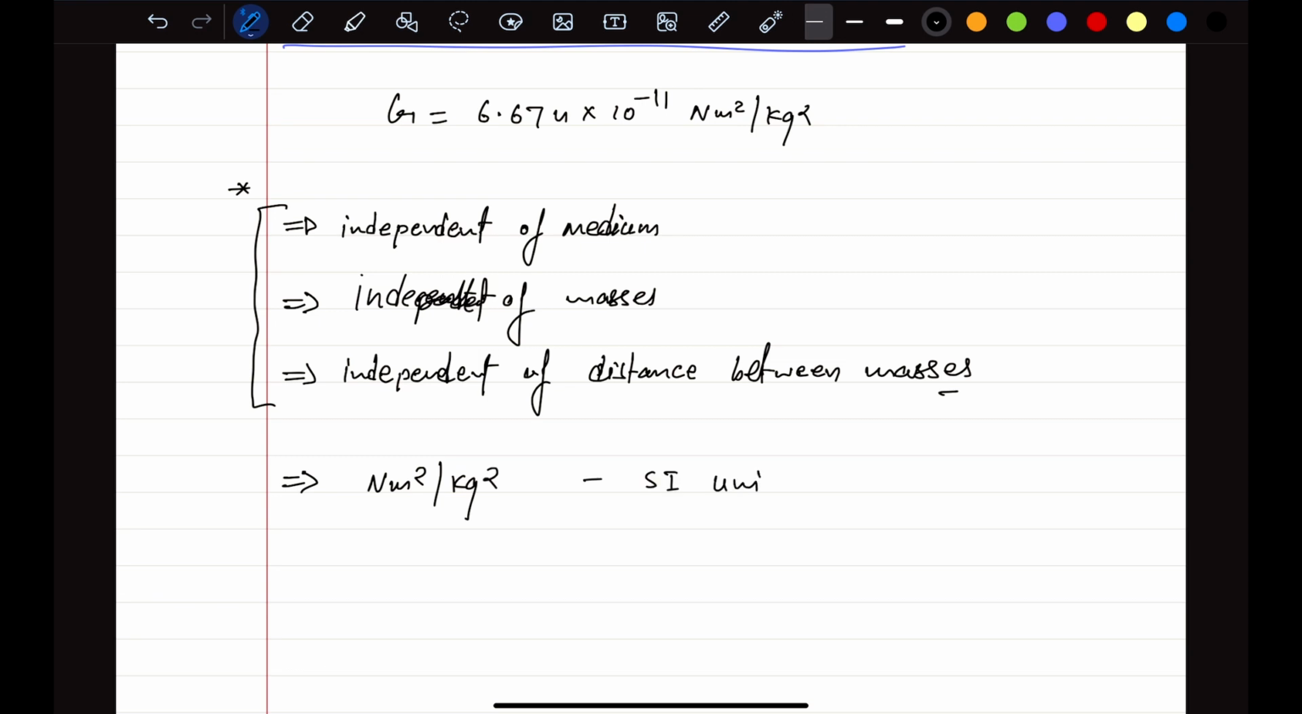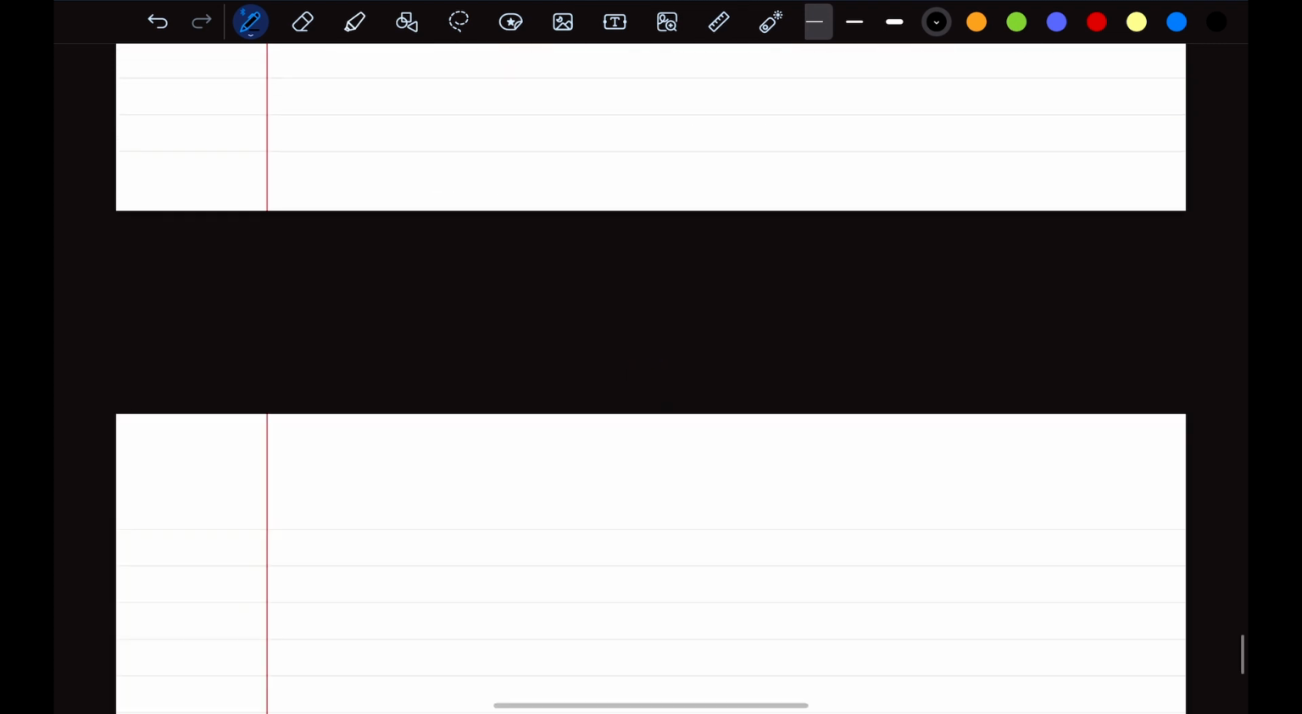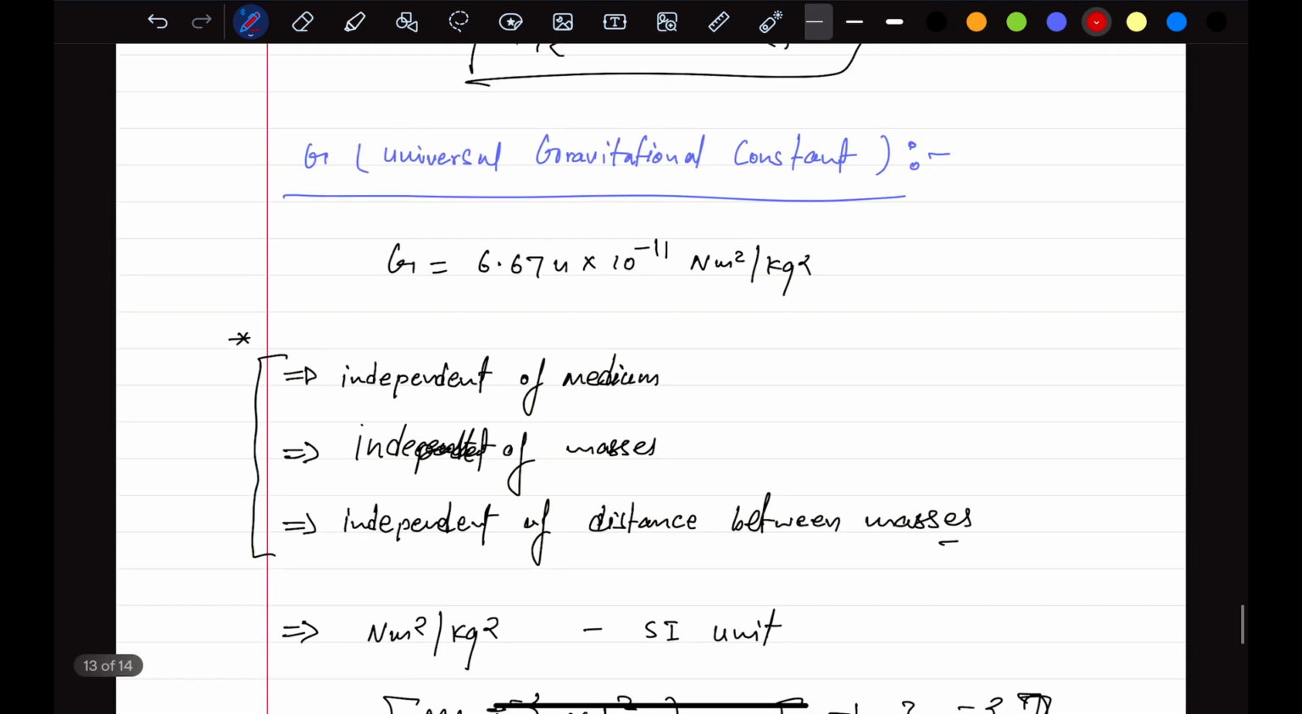Now let's find out the dimension. The dimension of the Newton is M L T to the power minus 2. Meter square is L square, divided by kilogram square, which is M square. So the total dimension is M to the power minus 1, L cube, T to the power minus 2. This is the dimension. Okay, this is about Newton's gravitational constant.